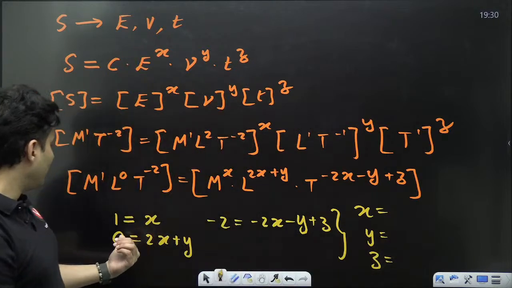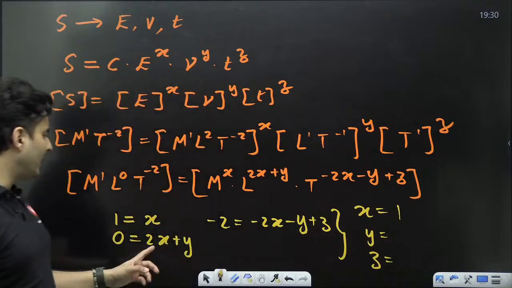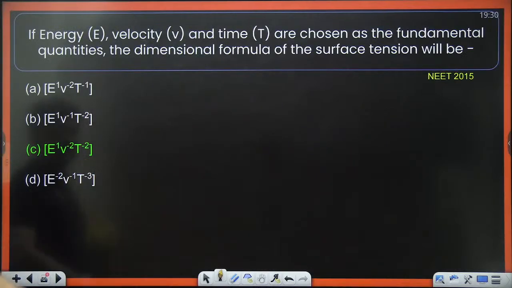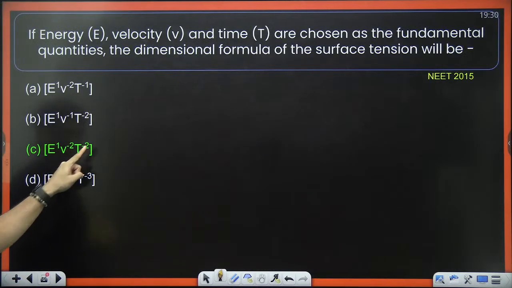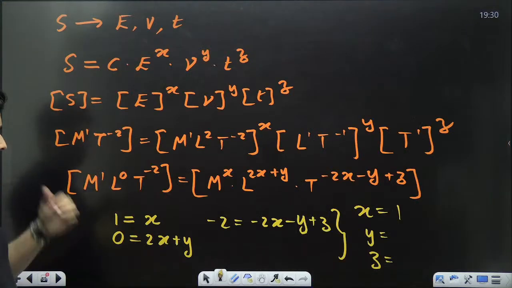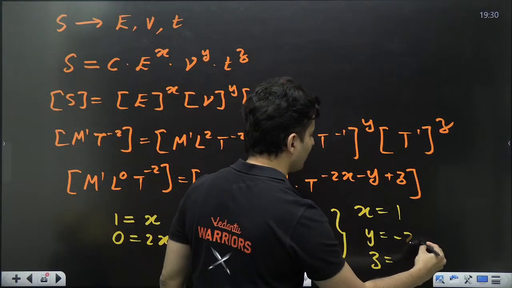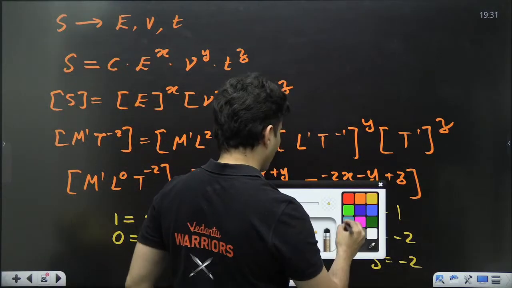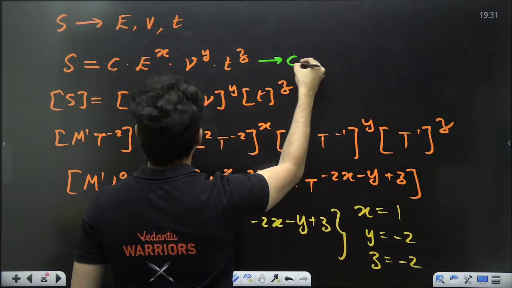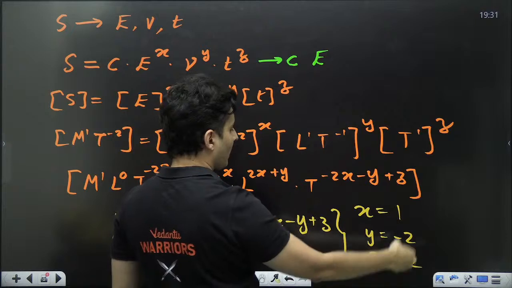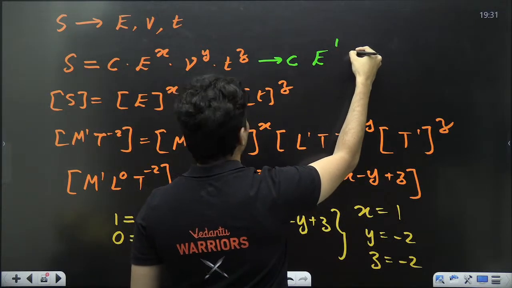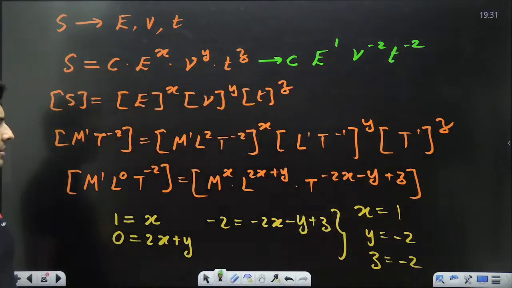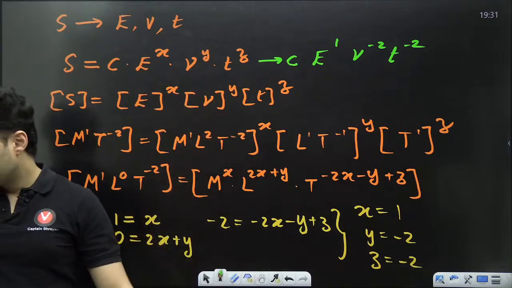Out of that x value you already know as 1. You can find the value of y also from this and z also from this. Solving it, you must get this answer. X was 1, y is minus 2, z is minus 2. So I think both come out as -2, -2 only. Just check it out. If you get -2, -2, that's it. So you know from this, it will be some constant into energy raised to 1, velocity raised to -2, and time raised to -2. That's how it is. Okay, straightforward, understood?